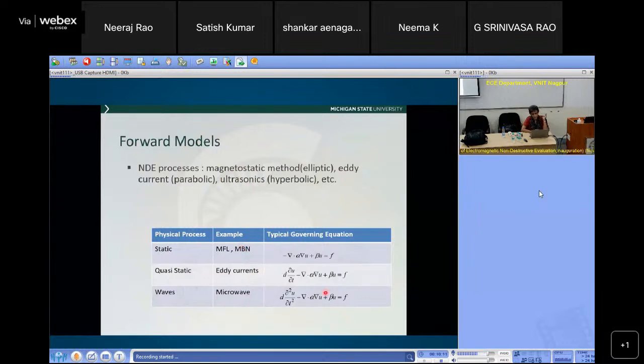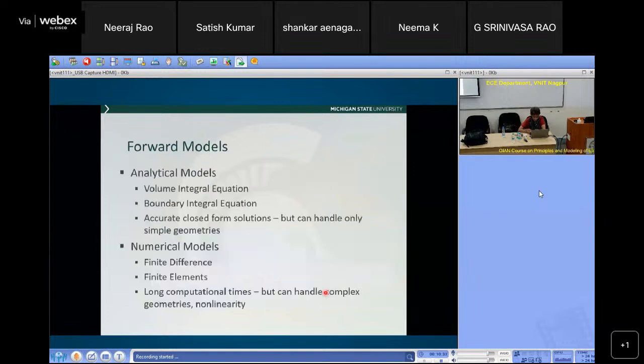So once you have a governing equation, you know how to solve it, but you can solve it analytically only for very simple geometry. And in the real world, you don't have simple geometry. Okay. So basically, when you talk about analytical models, the two major types of analytical solutions or analytical models are the volume integral equation and the boundary integral equation.